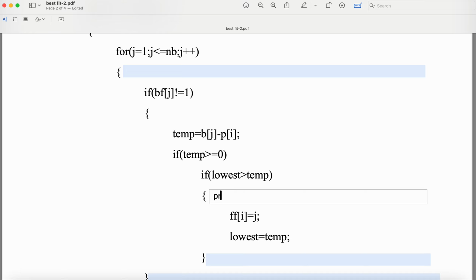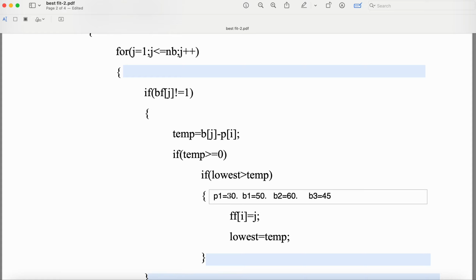Let the size of the first process be 30 KB. Let us say we have three blocks or three fragments, where the first block size is 50, the second block size is 60, and the third block size is 45. So here the size of the process is 30, whereas the block sizes are 50, 60, 45.